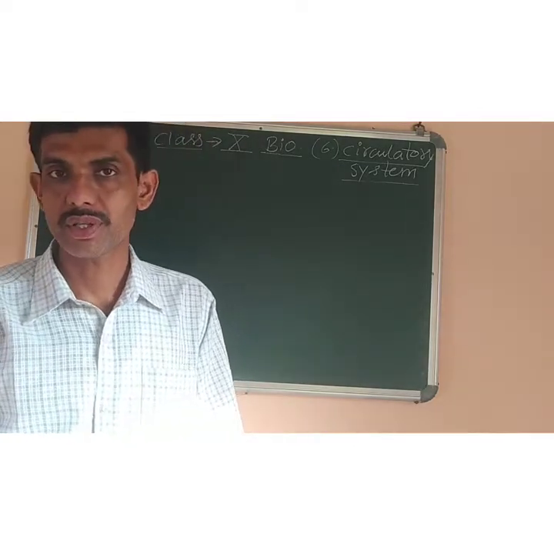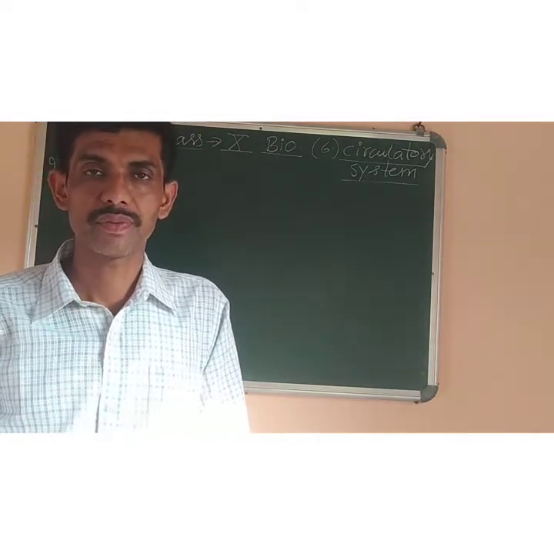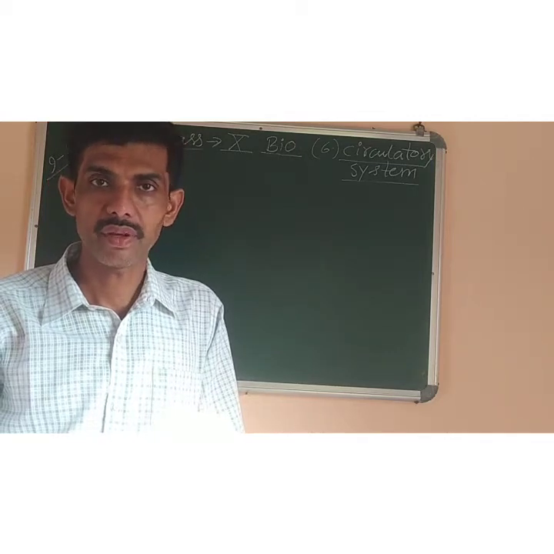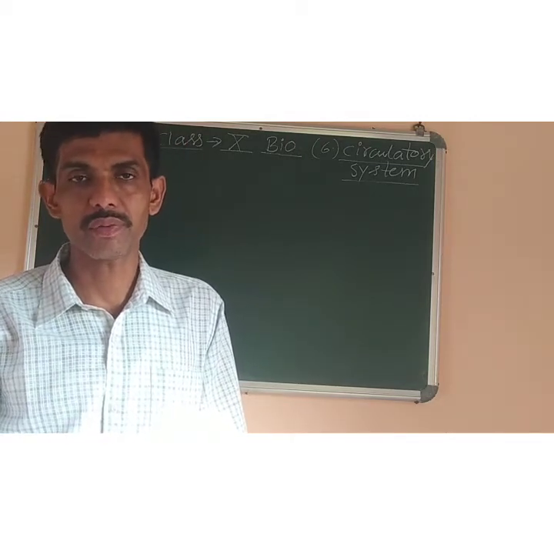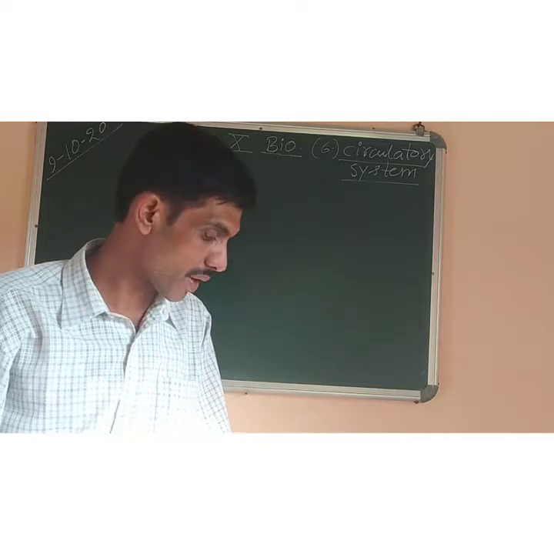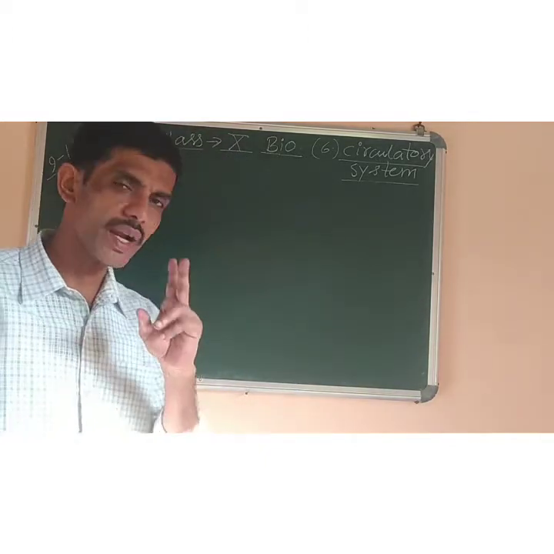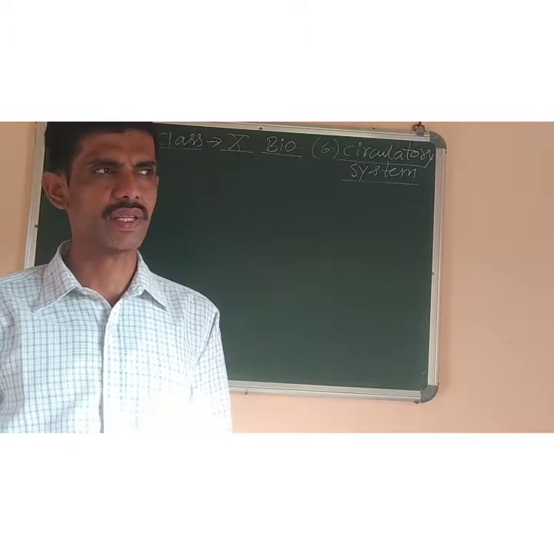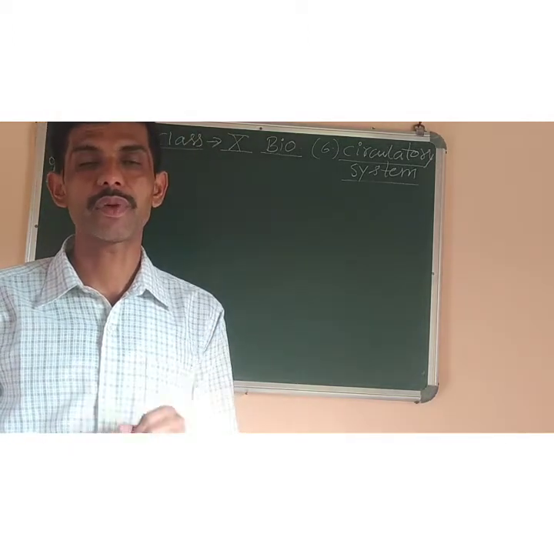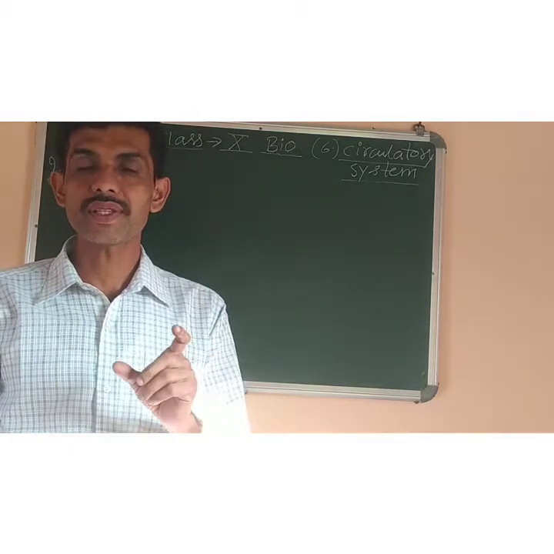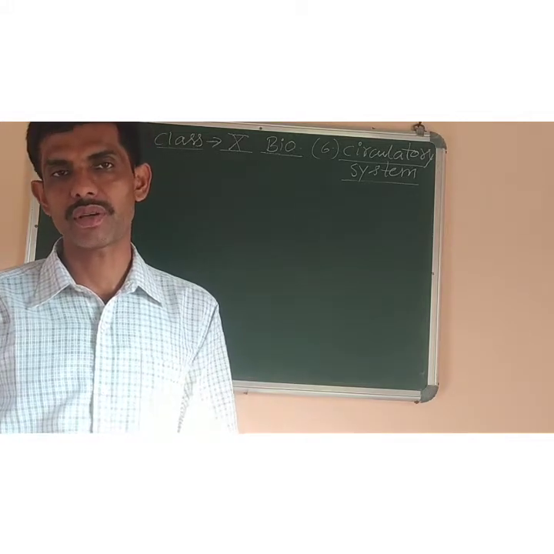And there are two types of fluids. Number one is blood, which is our fluid connective tissue. The other one is tissue fluid. Next we have to study: there are two types of circulatory system. All this I had done yesterday in the previous class, open circulatory system and closed circulatory system.